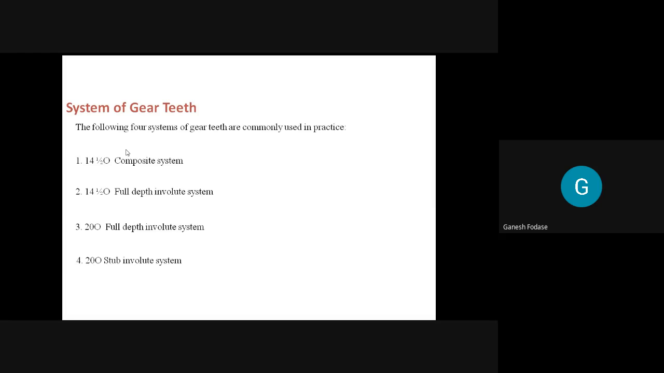And if you see carefully, in the first 2 types, the pressure angle is 14.5, and in the last 2 types, the pressure angle is 20 degree. So the pressure angle is either 14.5 or 20 degree, and whether it is composite or full depth, accordingly these types are classified.